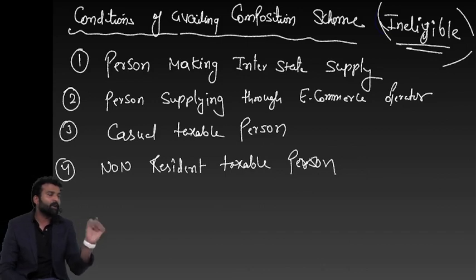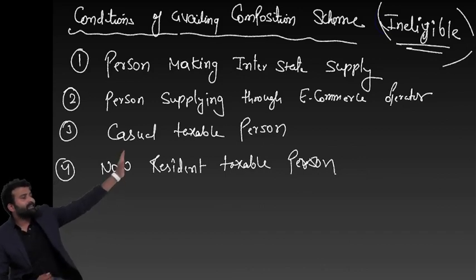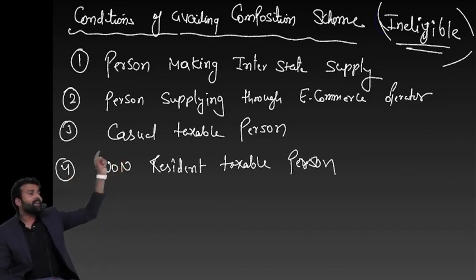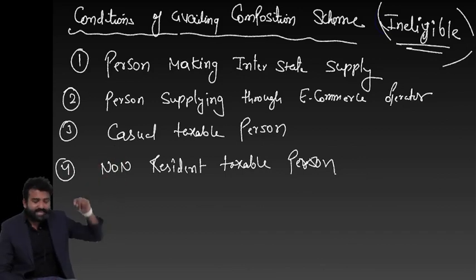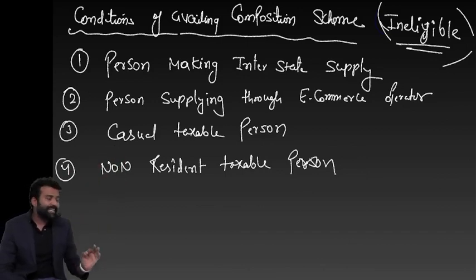That person will be called NRTP. The person is doing business outside India, but he came to India and participated in an exhibition for a temporary purpose. He is doing some business in any state. Then he will be called NRTP. Both CTP and NRTP are temporary dealers, and that's why they will not get the benefit of the composition scheme. Their registration is also temporary, so they will not get the benefit of the composition scheme.